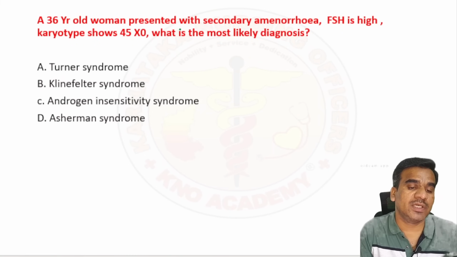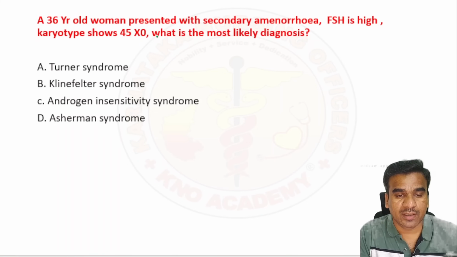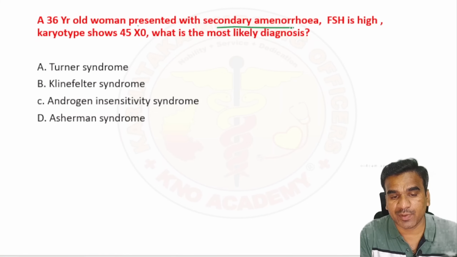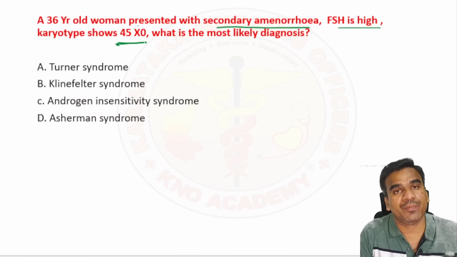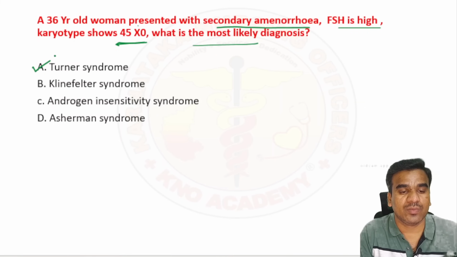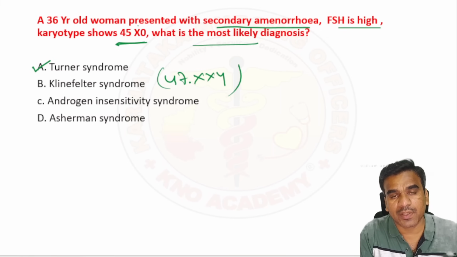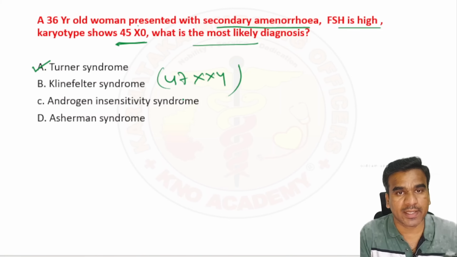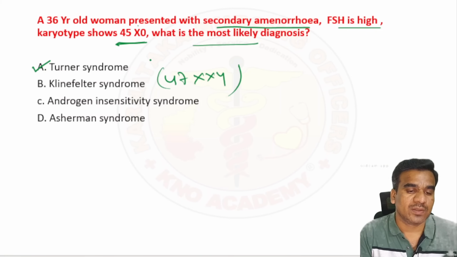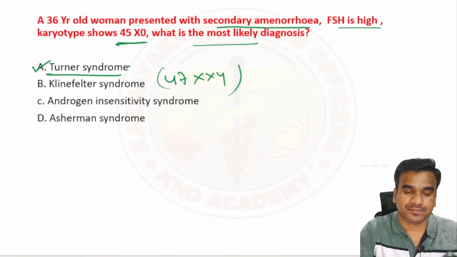The next question: a 36-year-old woman presented with secondary amenorrhea, FSH is high, and karyotype shows 45,X0. What is the most likely diagnosis? This is Turner syndrome. Karyotype for Klinefelter syndrome is 47,XXY, one extra chromosome added. So the right answer is Turner syndrome.